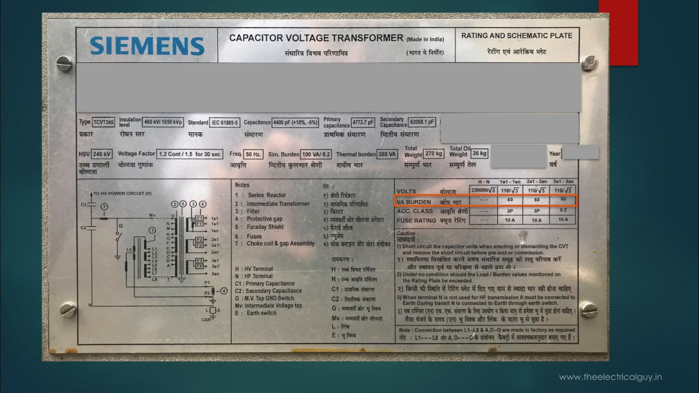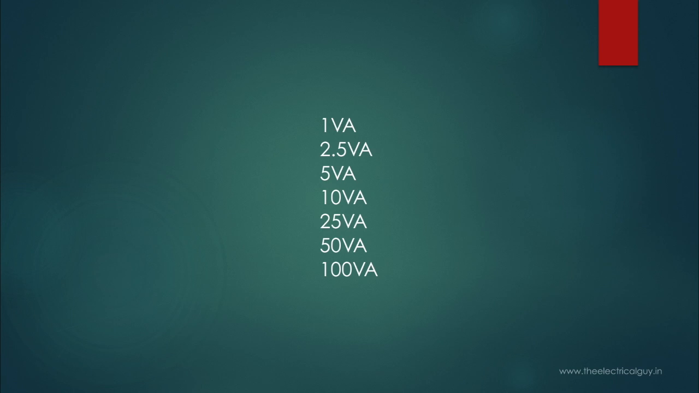Now, whatever circuit you are going to connect to the secondary winding of CVT, it is called as burden. This includes the equipment which we are going to connect to the secondary like a relay or meter, and also the wires we are going to use to connect this equipment to the secondary winding. So as per the nameplate, we can connect burden up to 50 VA on each winding. These are the standard values of secondary burdens as per IEC.